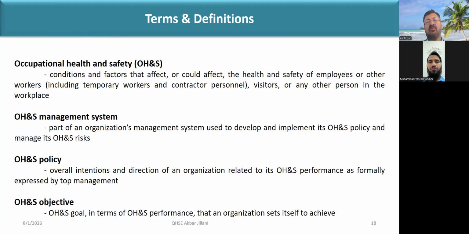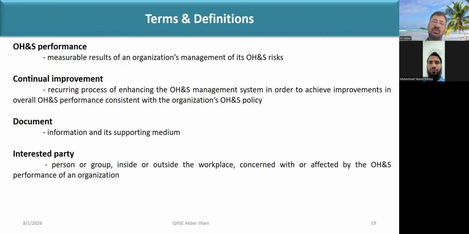OHS management system. When we are talking about the OHS management system, so what is a management system? OHS management system: part of an organization's management system used to develop and implement its OHS policy and manage its OHS risk. OHS policy: the overall intention and direction of an organization related to its OHS performance, formally expressed by top management. OHS objective: OHS goals in terms of OHS performance that an organization sets itself to achieve.